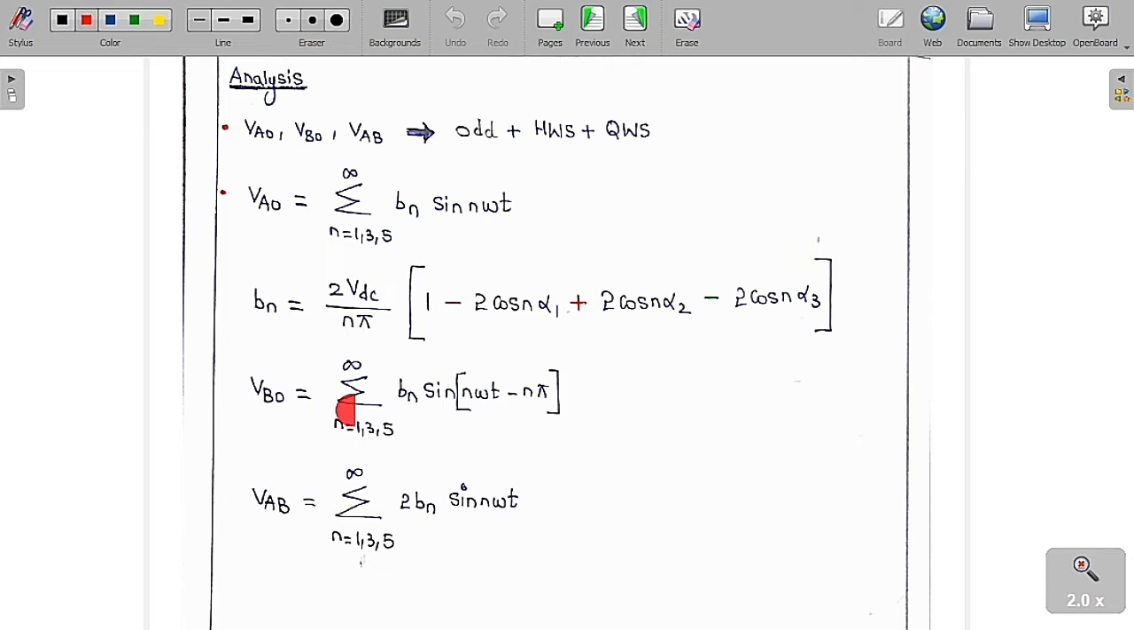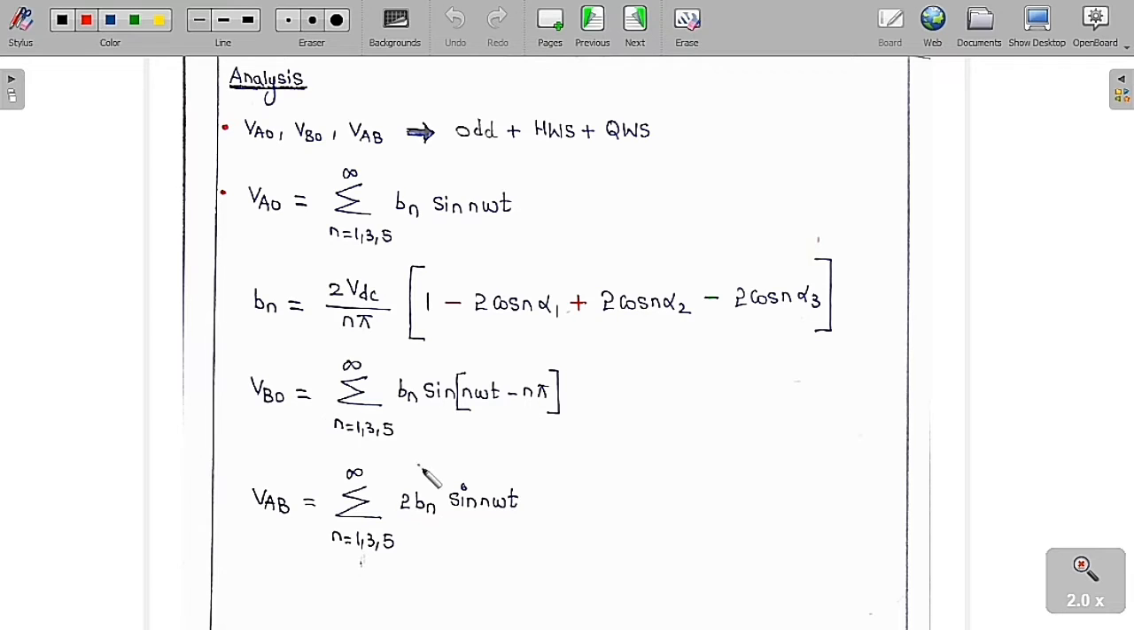Similarly, VB0 is equal to, see, Bn is not going to change. The only thing is here: sigma n is equal to 1, 3, 5 up to infinity, Bn sin(n omega t minus n pi). This is the V naught. Whereas VAB is equal to sigma n is equal to 1, 3, 5 up to infinity. Simply we are going to get 2 times Bn sin n omega t, because it is 4 VDC by n pi. So everything is the same. This is the thing that you need to remember.